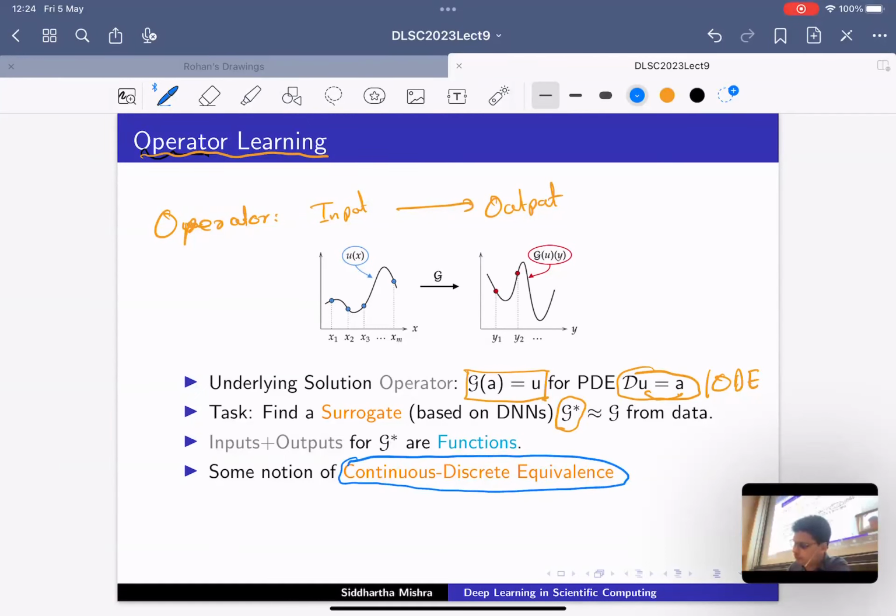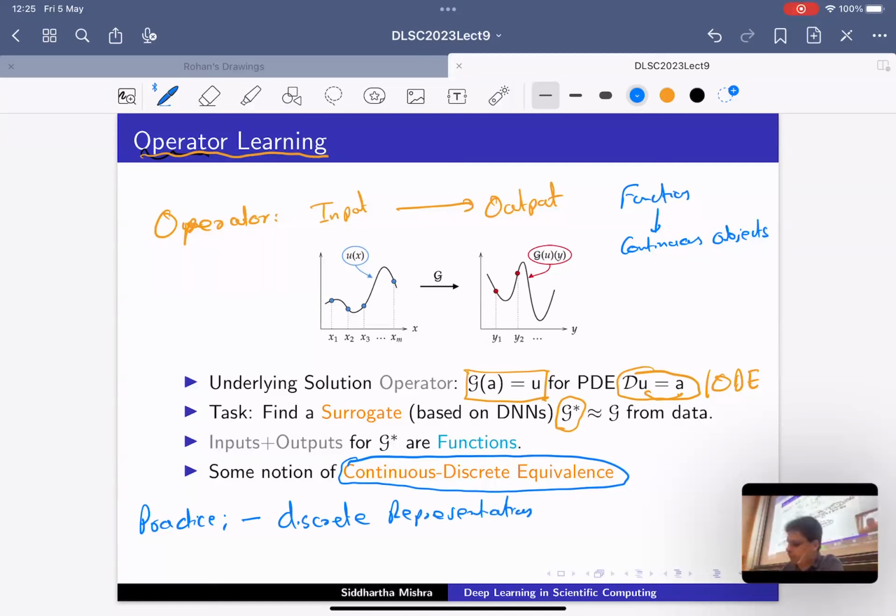What does it mean? It essentially means that, and we'll see that repeatedly in today's lecture and the lecture next week, functions are continuous objects, not continuous functions, but continuous in the sense that they're a continuum. They represent continuous objects. But in practice, and this is important, we don't have access to continuous objects, right? On a computer, we have to necessarily discretize. So in practice, we have discrete representations. And the interplay between the two, how continuous objects and discrete representations interact with each other, is going to be a core issue that we have to deal with.